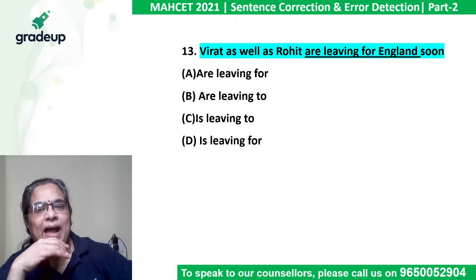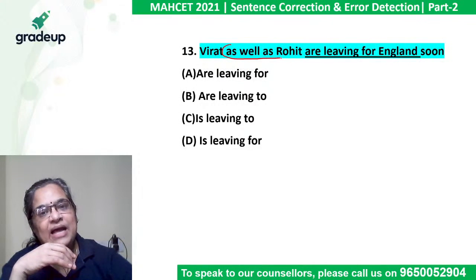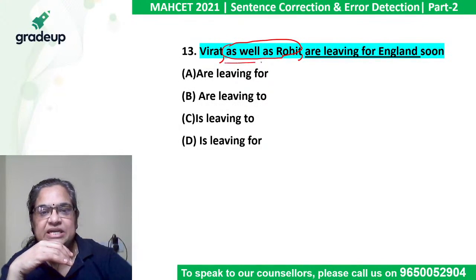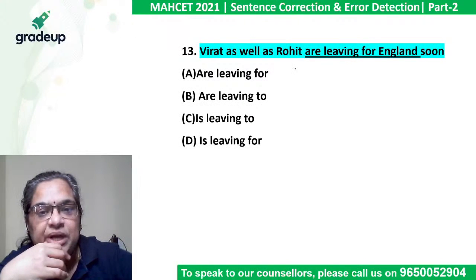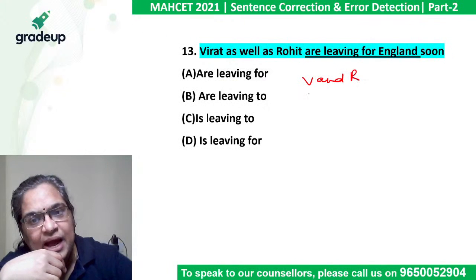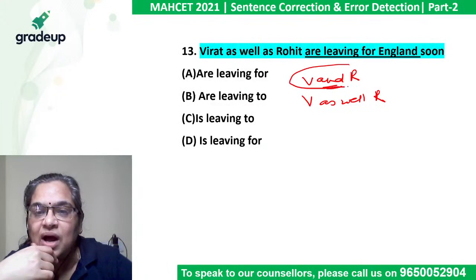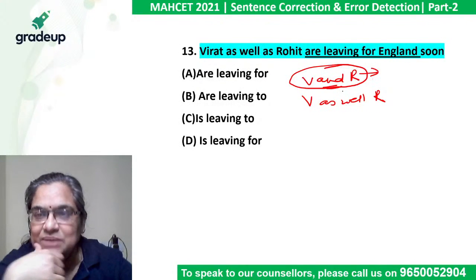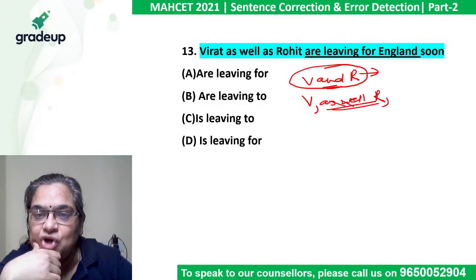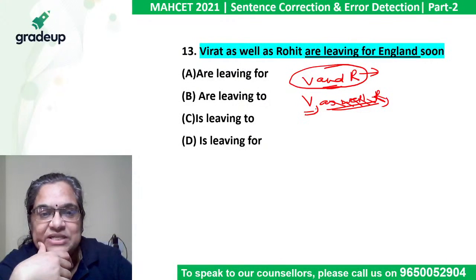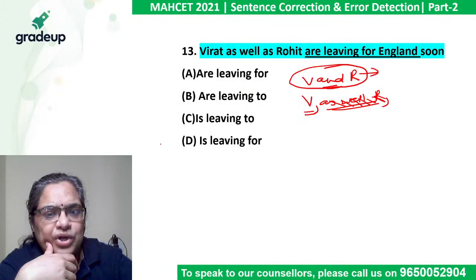The moment you have "as well as" anybody, generally it should be seen as something within commas. So parenthetical, this is not important. Got it? There's a difference between Virat and Rohit and Virat as well as Rohit. Virat and Rohit means both are part of the subject, so it's called a compound subject. Virat as well as Rohit is parenthetical and it is not part of the main subject. So the subject is Virat, and you don't say leaving to, you say leaving for.